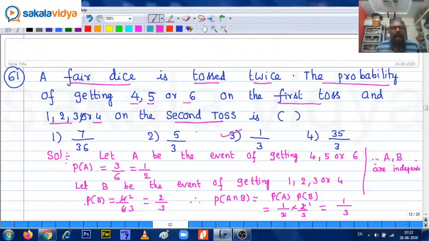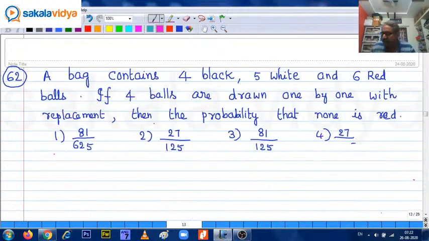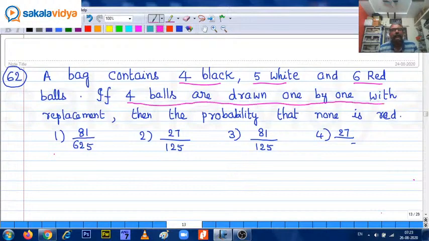Yes. Now the 60 second question. A bag contains 4 black, 5 white and 6 red balls. If 4 balls are drawn one by one with replacement, this is important, with replacement, the probability that none is red. None is red. See, the fourth option, write down none.